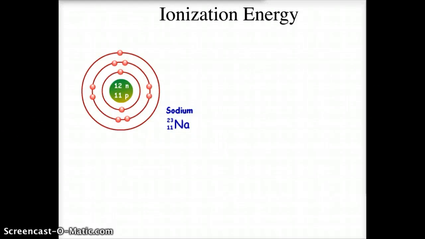Another property of elements that we want to discuss and their trend on the periodic table is something called ionization energy. What is ionization energy? Well, the definition is the energy needed to remove an electron from an atom.